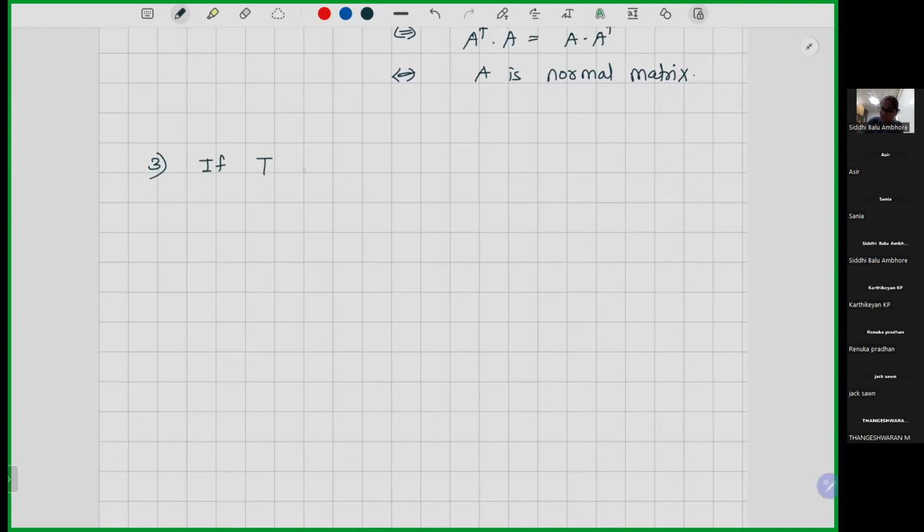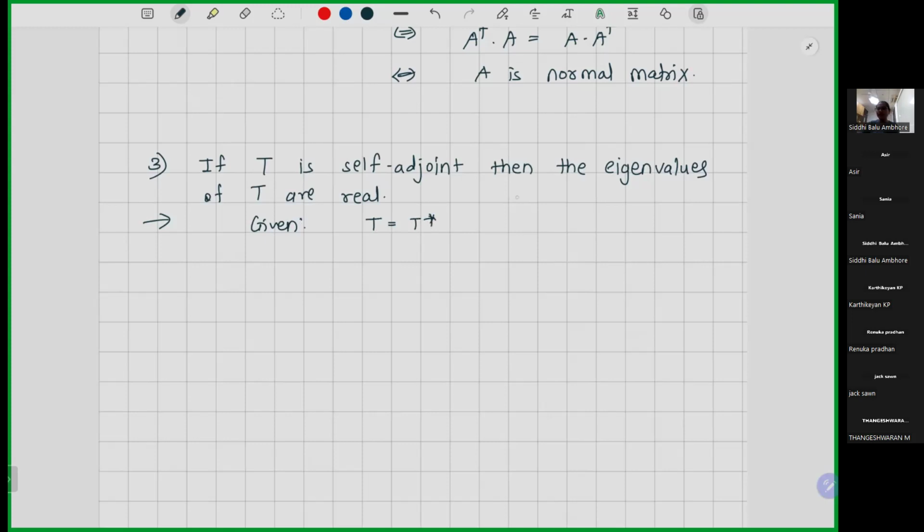So the third question is that if T is self-adjoint, then the eigenvalues of T are real. This is the question. If T is self-adjoint, that is, we are given that T is equal to T star, they are asking whether eigenvalues of T are real or not. By the way, T is self-adjoint.